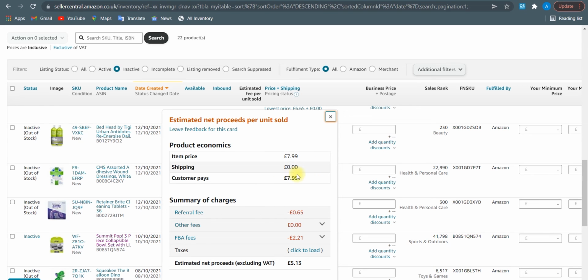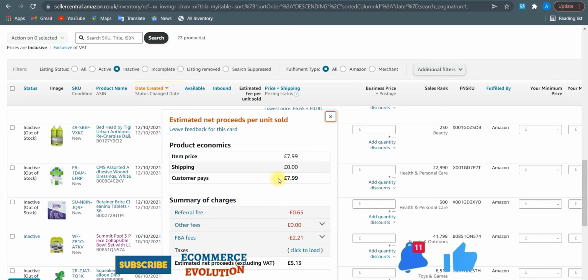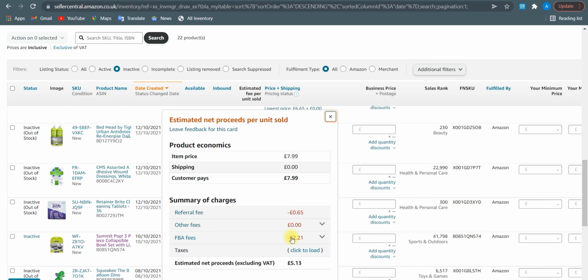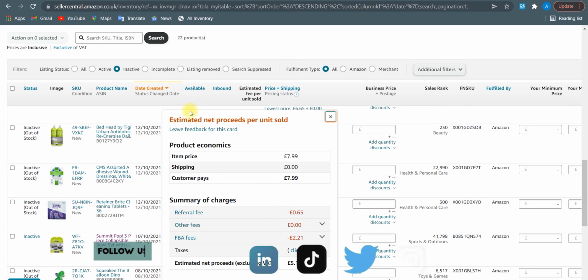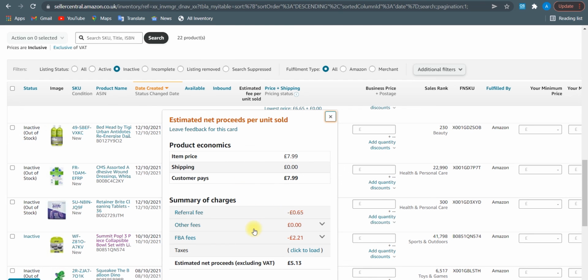All right. So Amazon is charging 15% on my price, right? Whatever price I have selected, it's 7.99. So Amazon is charging 15% of 7.99, which comes to 0.65. And for FBA fees, Amazon is charging 2.21 on each of my products sold. Here you can see estimated net proceeds per unit sold. So these are the fees that Amazon charges per unit. Alright, so we need to understand this as well, that whatever we sell, we will be charged this amount as well. So we need to calculate these amounts.